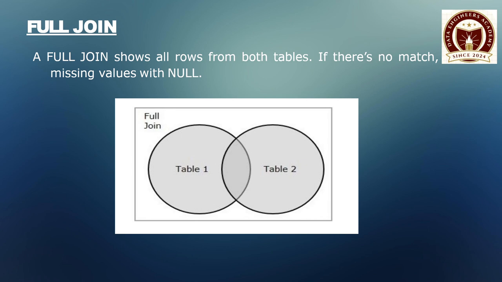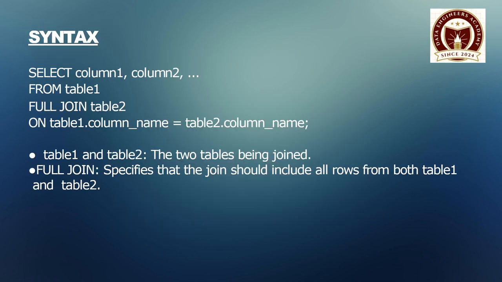Here is the diagram of full join, table 1 and table 2. Syntax of full join. SELECT column1, column2 FROM table1 FULL JOIN table2 ON table1.column_name = table2.column_name. Here, table 1 and table 2 are the two tables being joined. FULL JOIN specifies that the join should include all rows from both table 1 and table 2.